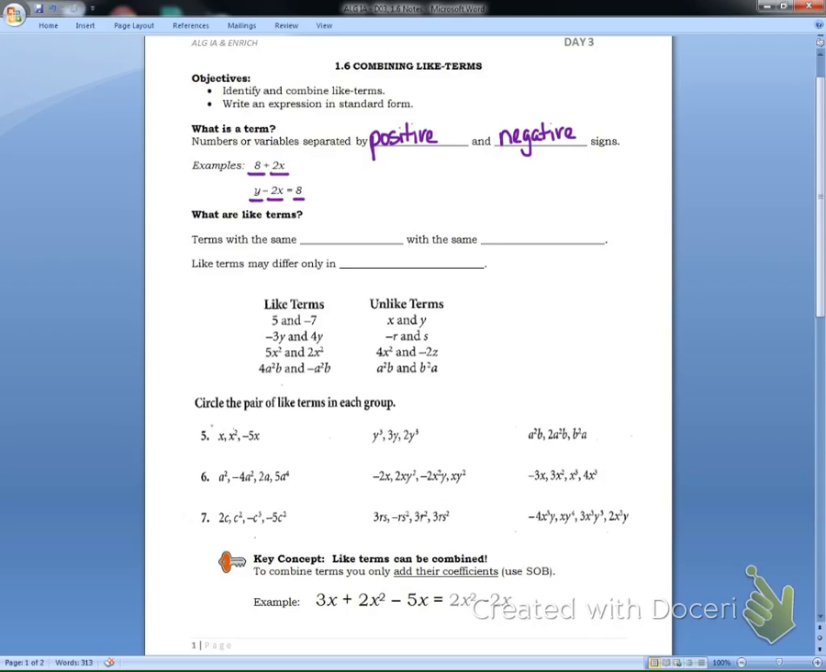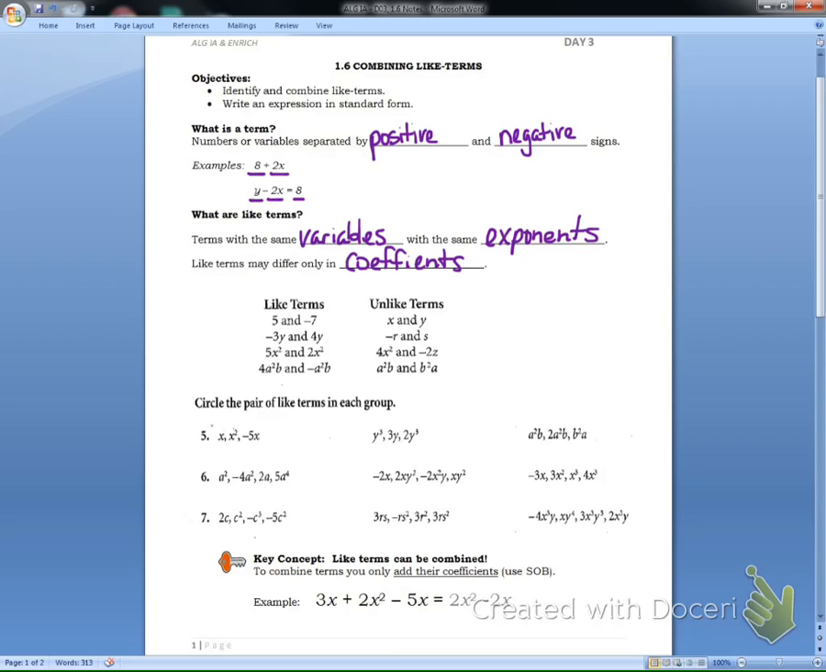So what are like terms? Like terms are terms with the same variable with the same exponents. Like terms can have, though, different coefficients. So go ahead and write that in your notes. And then we'll take a look at the differences between like terms and terms that are not alike.